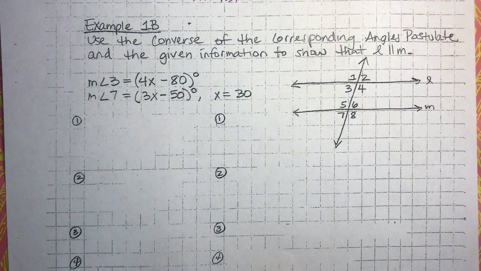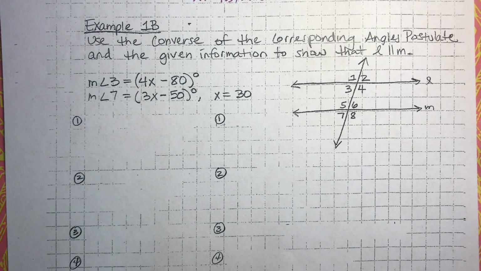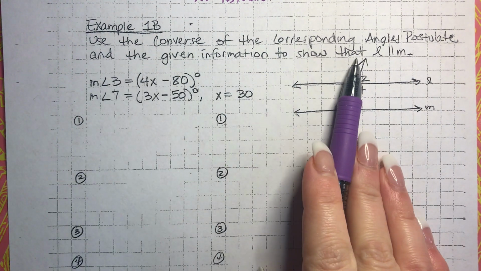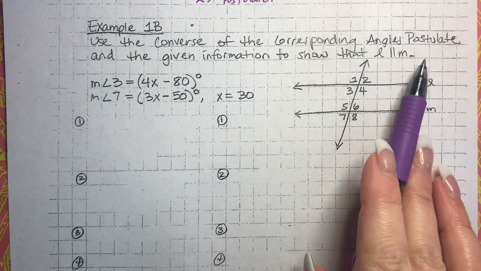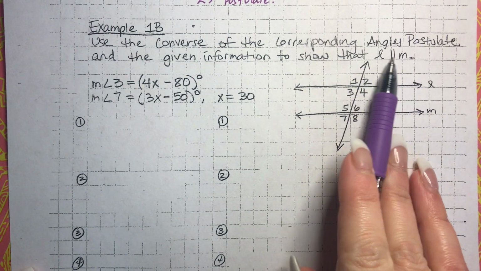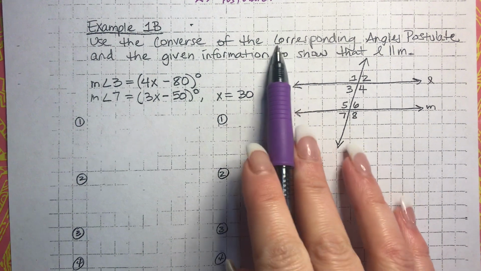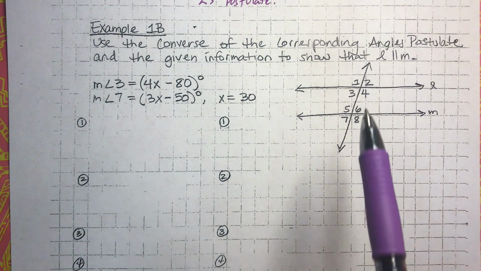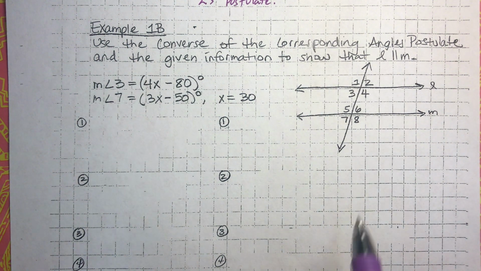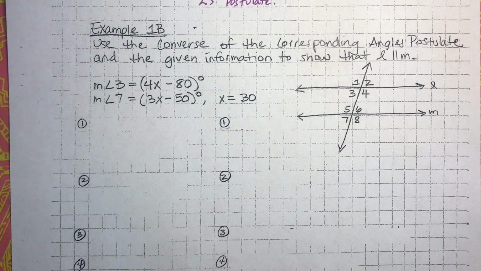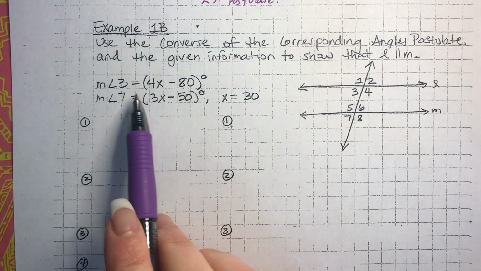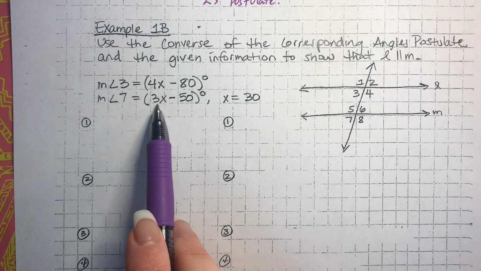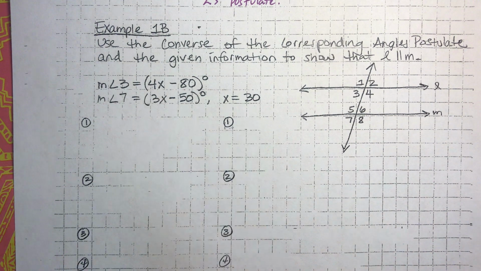This example is going to actually involve some of our algebra skills. Let's look at it. It says, use the converse of the corresponding angles postulate and the given information to show that L is parallel to M. Remember, to show that L is parallel to M, we have to show that we have two corresponding angles and they are equal to each other. And if we do that, then we can say that those two lines are parallel. They give us this information right here. They say the measure of angle 3 is 4x minus 80, and the measure of angle 7 is 3x minus 50, and then they tell us what x is.